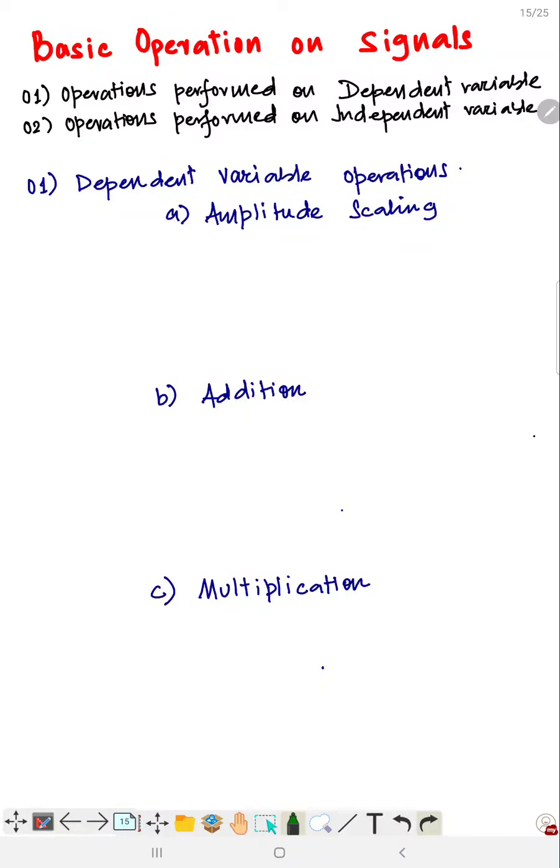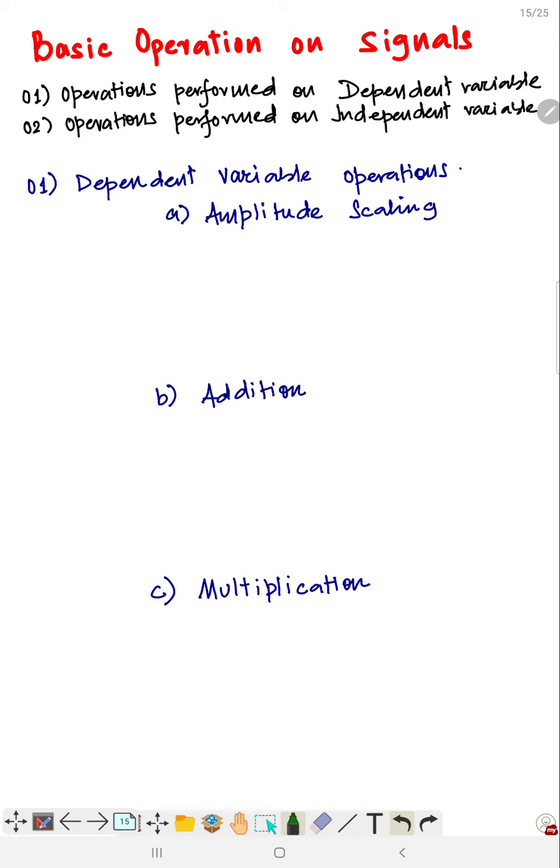We have dealt with the mathematical model of the signal, that's x of t, and then we have done some classifications of the signals. The next is the basic operations that can be performed on the signal. Now from the previous videos, we have come up with a mathematical model of a signal, and we have defined signal as x of t as the amplitude variations with respect to time.